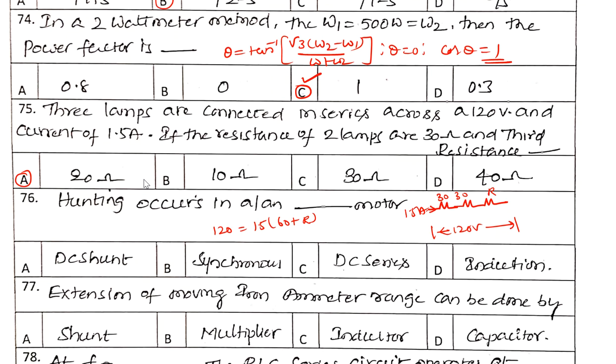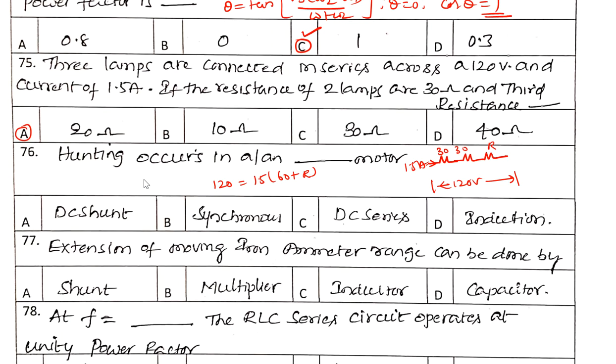Next one, hunting occurs in dash motor. Hunting occurs especially in motors where there is a difference between stator and rotor speeds. In a synchronous machine there is no difference in speed, so both the rotor and stator are aligned with each other, and there may be a tendency of magnetic locking. So hunting occurs in a synchronous motor, not in a reluctance motor, DC series motor, or induction motor.